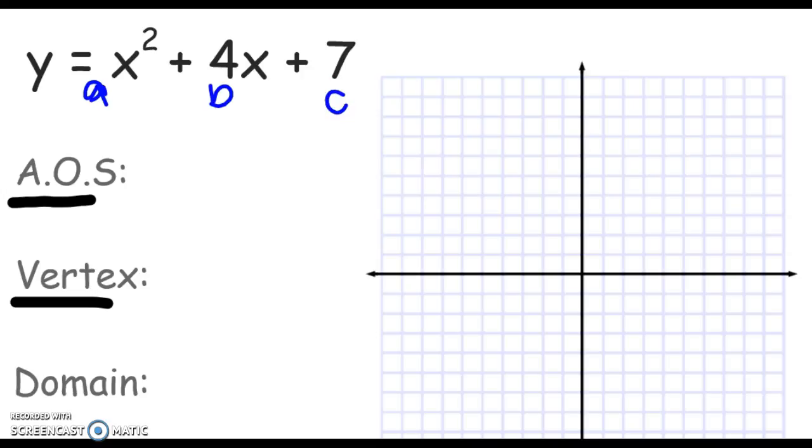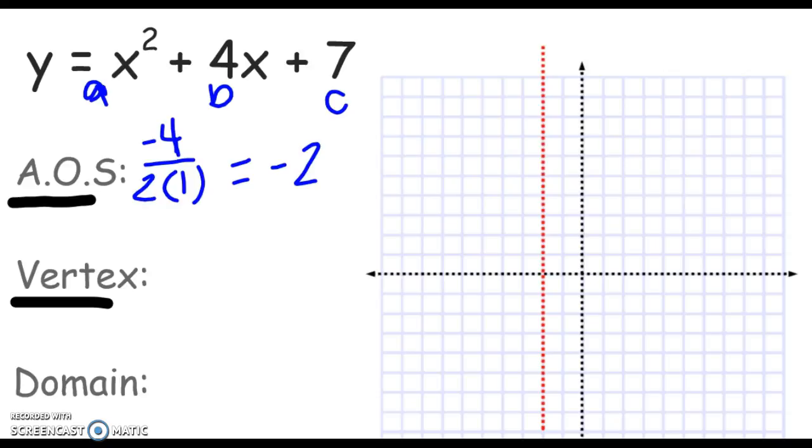So the axis of symmetry is the opposite of B over 2A, so that would be negative 4 over 2 times, in this case, 1. So negative 4 over 2 equals a negative 2. That means I'm going to go to my negative 2 on my x-axis, and that's going to be my axis of symmetry. So this is the place where I could fold my parabola in half, and that's where it gets divided. My vertex, remember we said, was your 0, c.